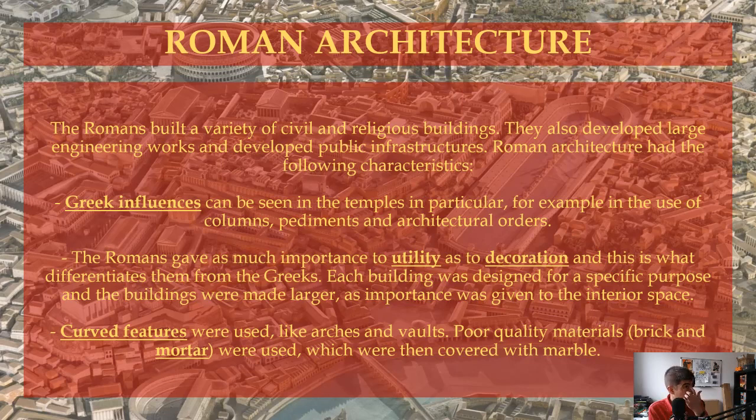And what were their common characteristics? The Greek influences, because they used the same architectural orders, they used pediments, they used columns, as well as the Greeks. The utility, because all of these buildings were very useful, and the decoration. So, each building was designed for a specific purpose and they were made larger, because the interior space was more important. And curved features were used.